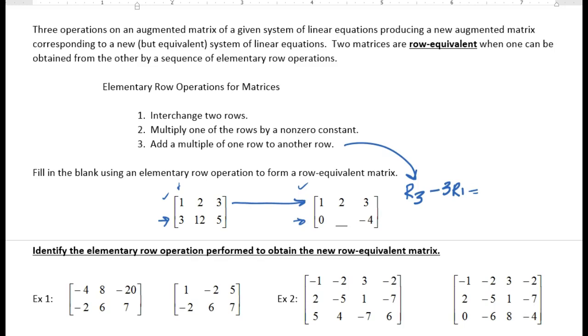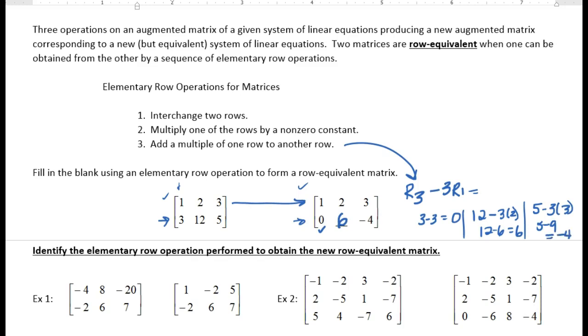So when I take row 3 and subtract 3 times row 1, let's just do this term by term. I have 3 minus 3 gives me 0, and that's what I have here. The next term is 12, and I subtract 3 times 2, what was in the top row. That's 12 minus 6, so that gives me 6. So I'm going to guess that 6 is what goes here. I'll know I'm right if I get a negative 4 in this last one. In the last term, I had a 5, and I subtract 3 times what's in row 1, which was 3. So that's 5 minus 9, which gives me negative 4.